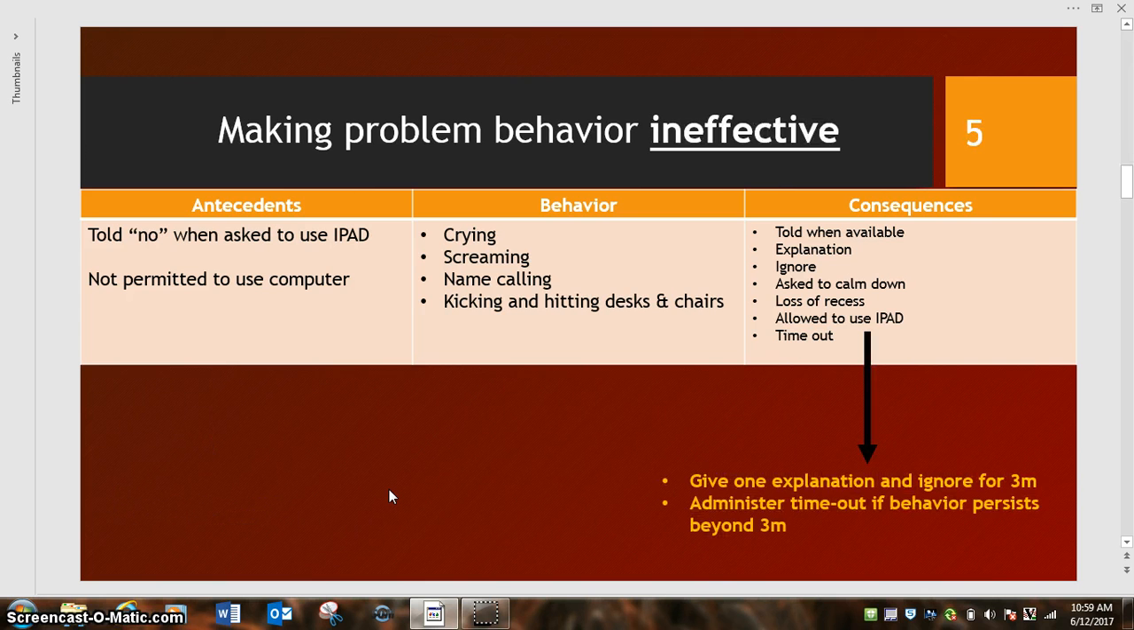Next, we want to look at how we can make problem behavior ineffective, and that is, how can we reduce how easy it is for problem behavior to attain its desired objective. So in this example, what we decide to do is just give one explanation and then ignore for 3 minutes. Then, if problem behavior still persists, we administer a timeout.